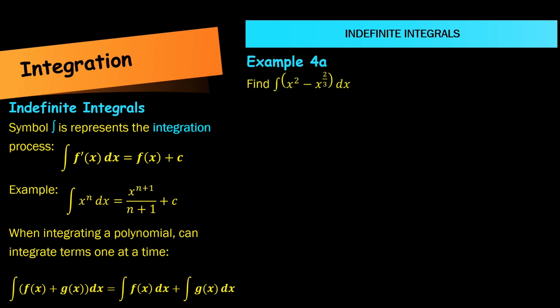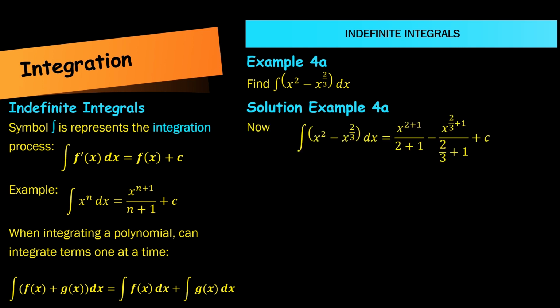So let's solve example 4a first. We are required to integrate the expression shown on your screen. Let's solve this. We are going to integrate term by term. So the integral of x squared becomes x to the 2 plus 1 divided by 2 plus 1. And the integral of minus x to the power 2/3 becomes minus x to the power 2/3 plus 1 divided by 2/3 plus 1.